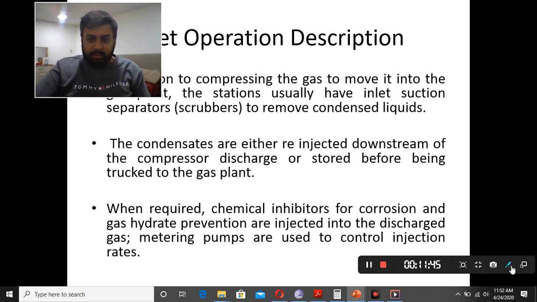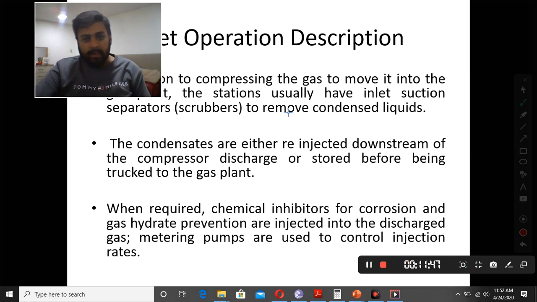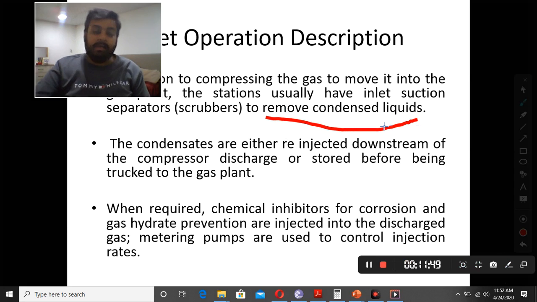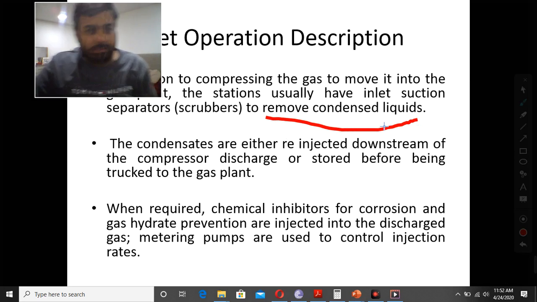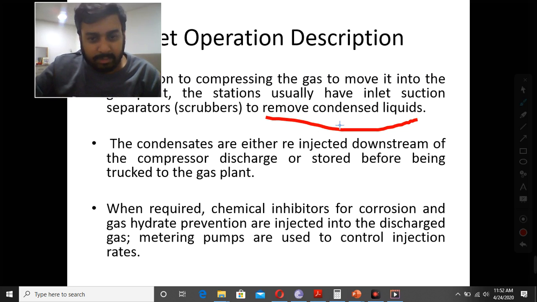The scrubbers are used to remove the condensate if there are any liquids remaining, or maybe the efficiency of the separator was not that good, and there are still some liquids in the gas. So these liquids are removed using these inlet scrubbers. That's the main purpose of it. Either we can re-inject them back, or we just put them in a truck and send them. This is what we do.